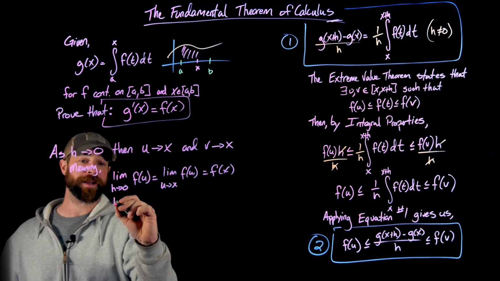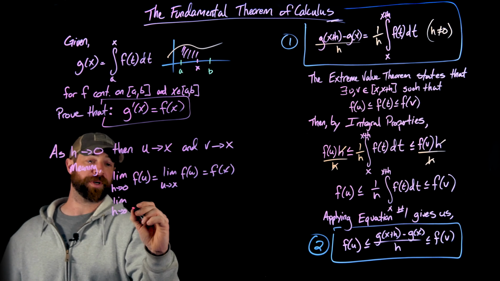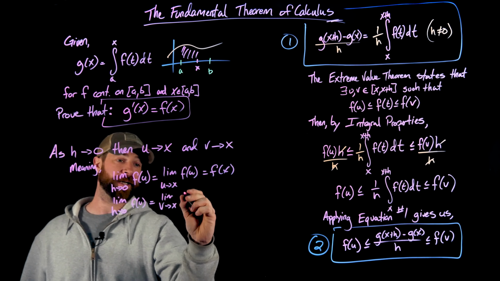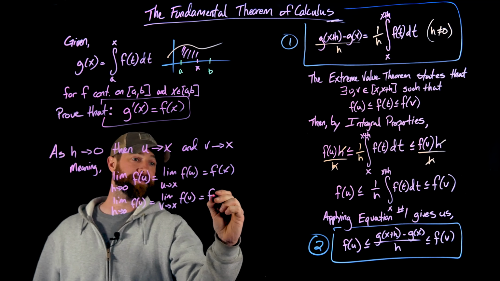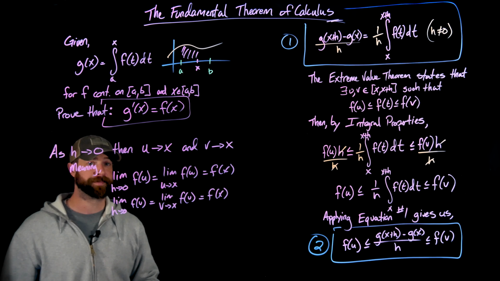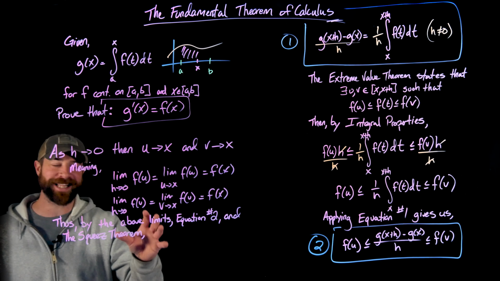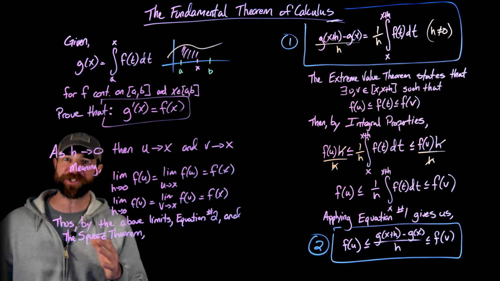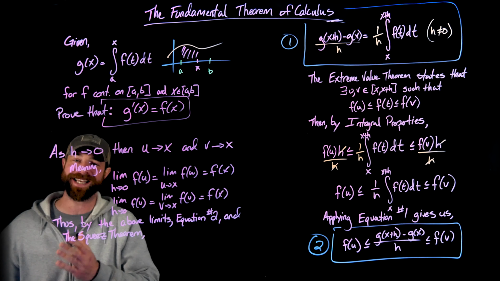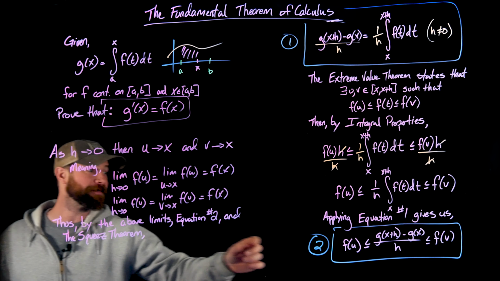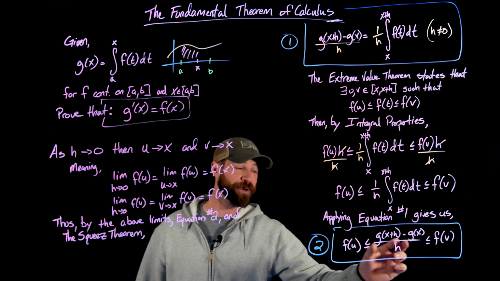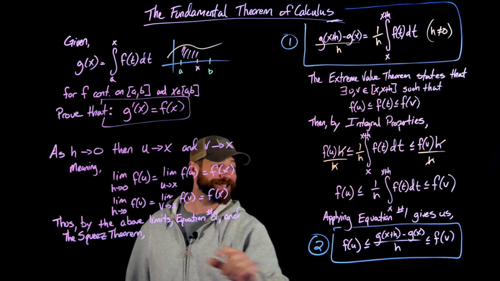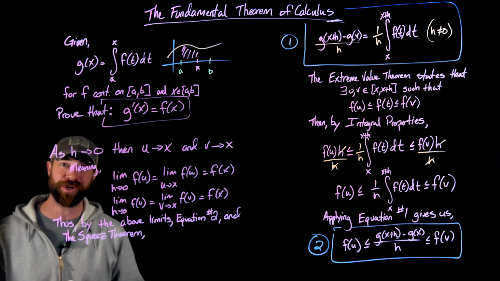In exactly the same way, the limit as h goes to 0 of f of v becomes the limit as v goes to x of f of v, which is f of x. With those two limit statements and that logic, along with that second equation, and our old friend, the squeeze theorem, which you might remember way back from the beginning when you introduced the idea of limits, since the limits of these bounding functions on this expression go to the same thing, they go to f of x, it means the limit as h goes to 0 of this expression also goes to f of x.